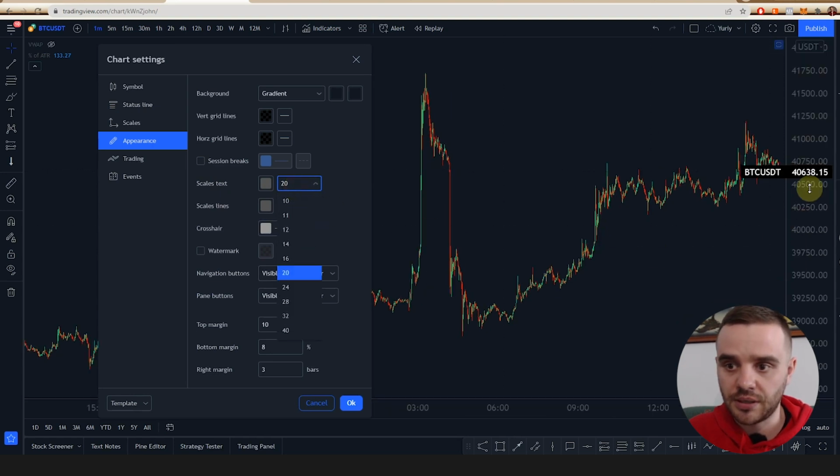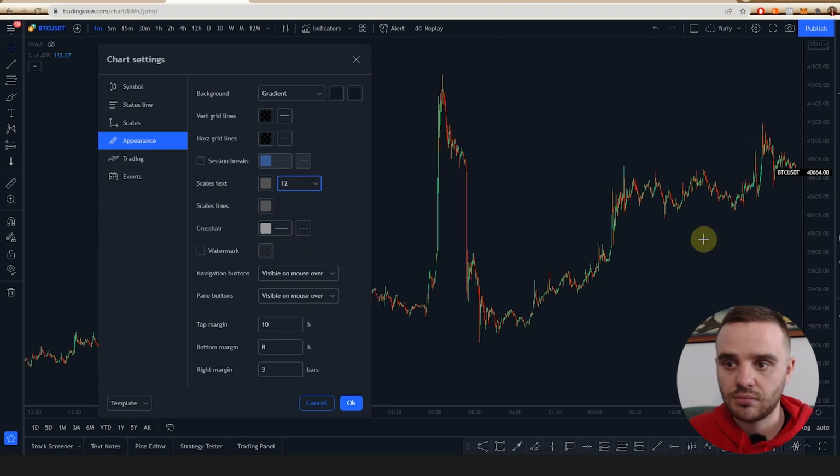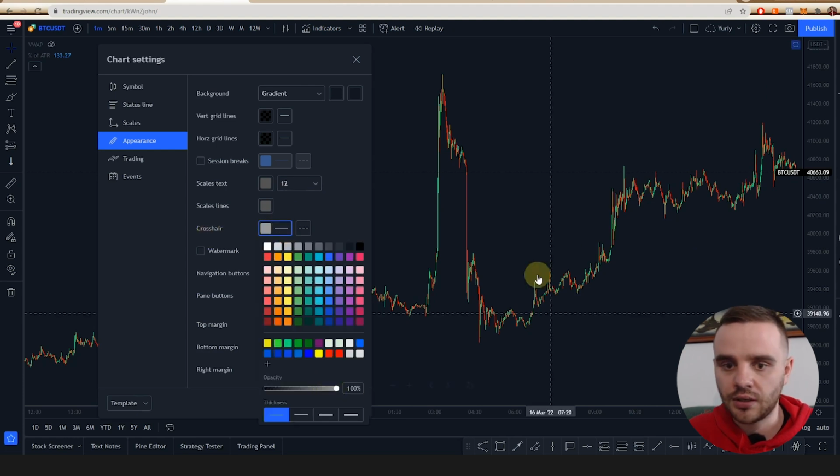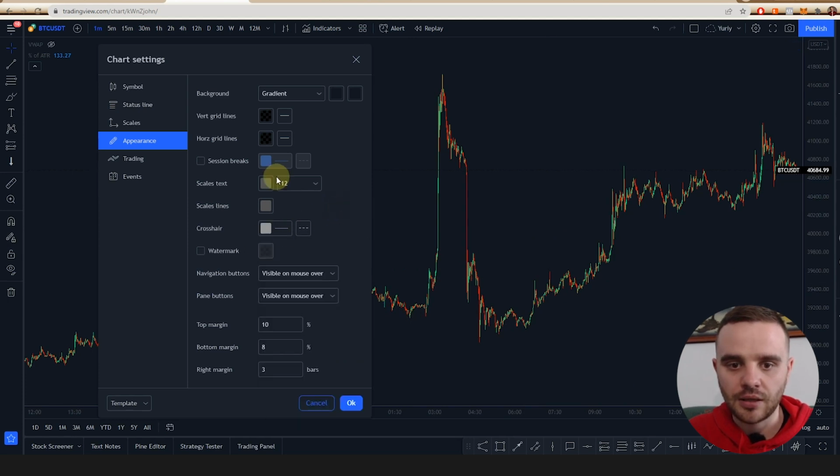Pay attention to prices. It is a scale text. You can choose it. Crosshair, it is this one that we move. I don't like it when it is some white color, something like that. I don't like when it's a line. For me, it is this one. For me, this dashed line is the best.